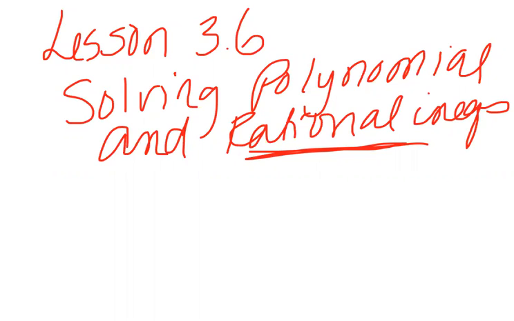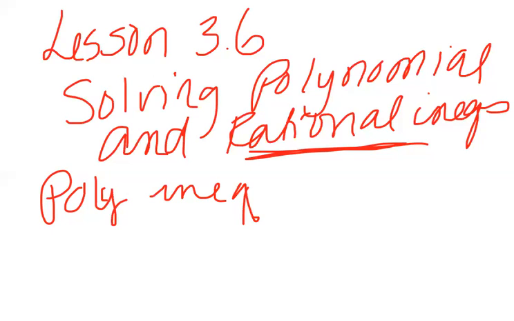So guys, here we are, lesson 3.6, solving polynomial inequalities and rational inequalities. We're going to start off with the polynomial inequalities. These are pretty much just like equations, guys, but what is the difference? Rather than getting exact solutions, you know, 1, 2, 3, or 4 solutions, or whatever number of solutions, you're going to have a range of solutions.